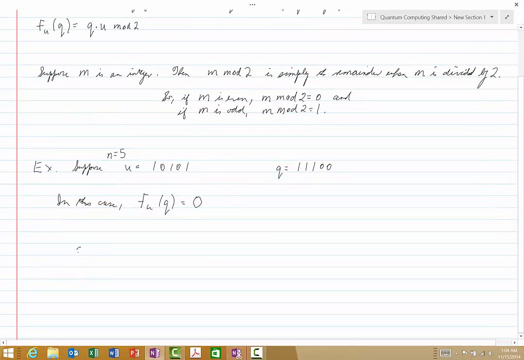On the other hand, let's suppose that again u is equal to 10101, so that n is equal to 5, and this time let's suppose that q is equal to 10010.